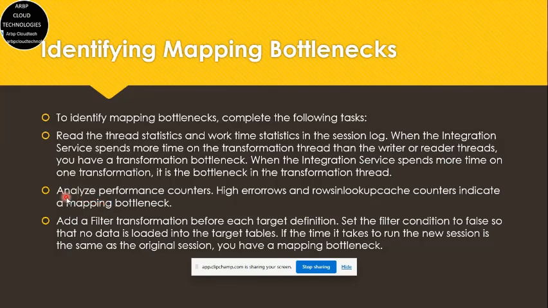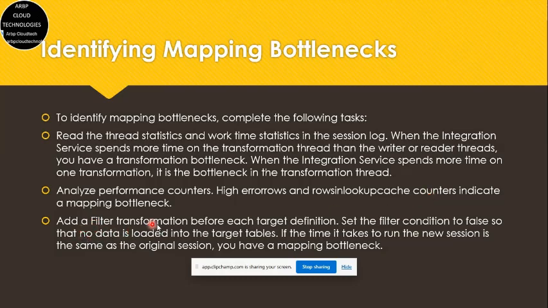So the next point: how to analyze. What will be the root cause? You need to analyze the performance counters, right? Once you identify the performance counters, you check for high error rows and rows in lookup cache; these counters indicate a mapping bottleneck.